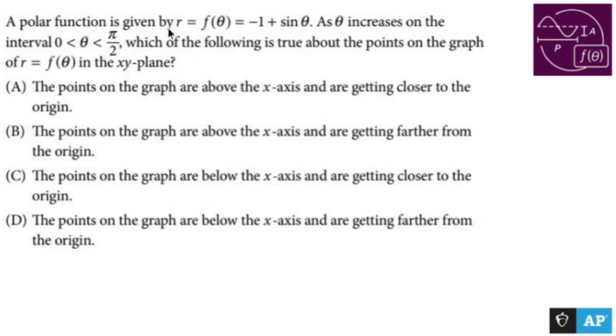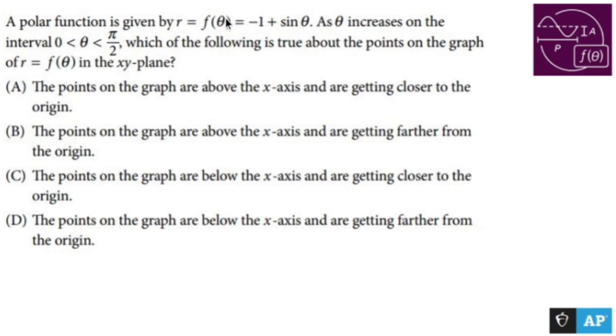A polar function is given by r equals f of theta, which equals -1 plus sine theta, as theta increases on the interval where theta is between 0 and pi over 2, but not including those numbers. That will play an important role. Which of the following is true about the points on the graph of r equals f of theta?